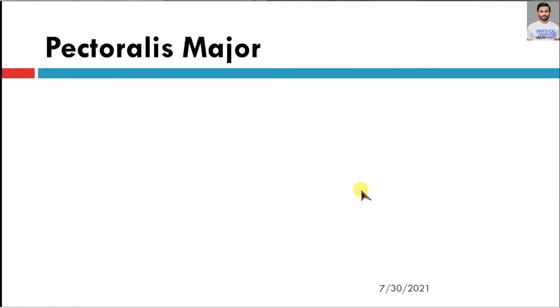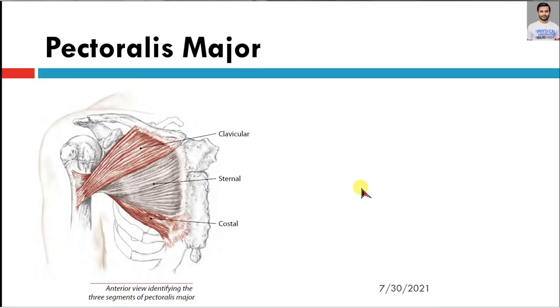The pectoral muscles are very easy to palpate because they make the bulk of the muscle. This is again one of the important sites of anterior chest pain.